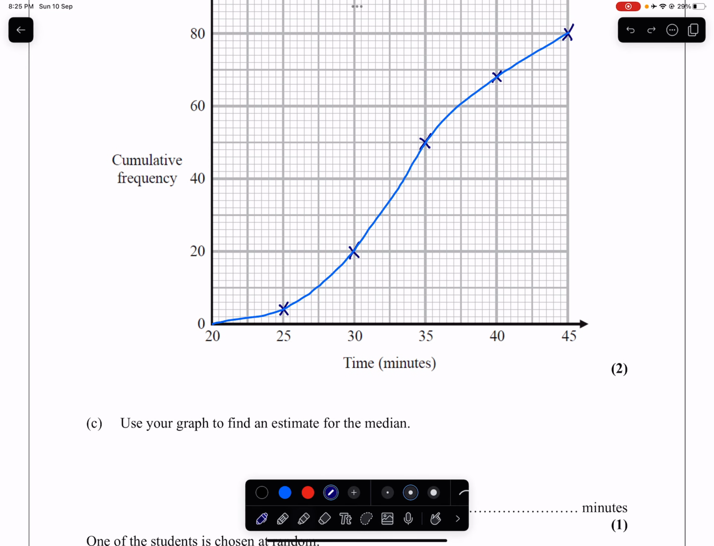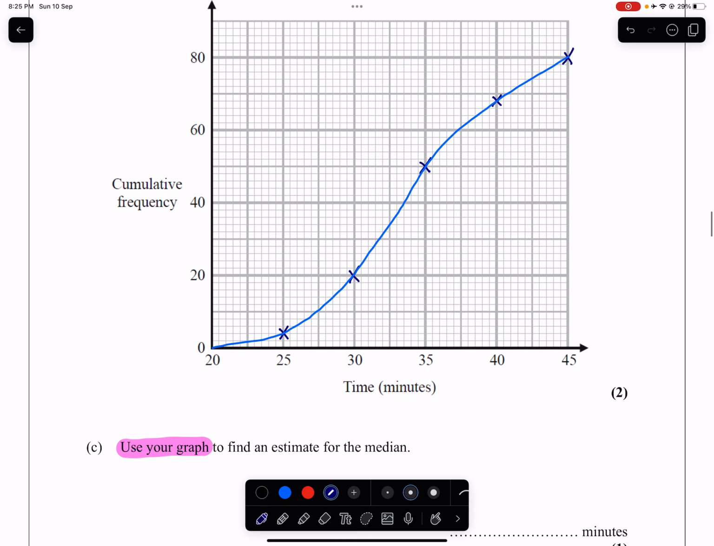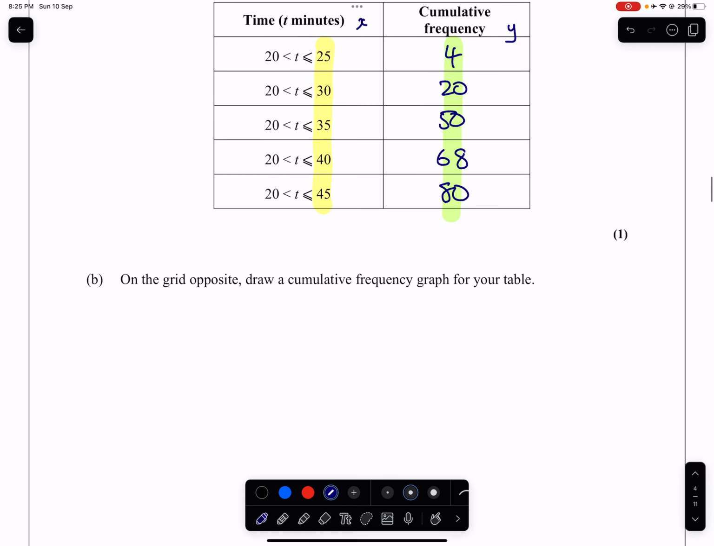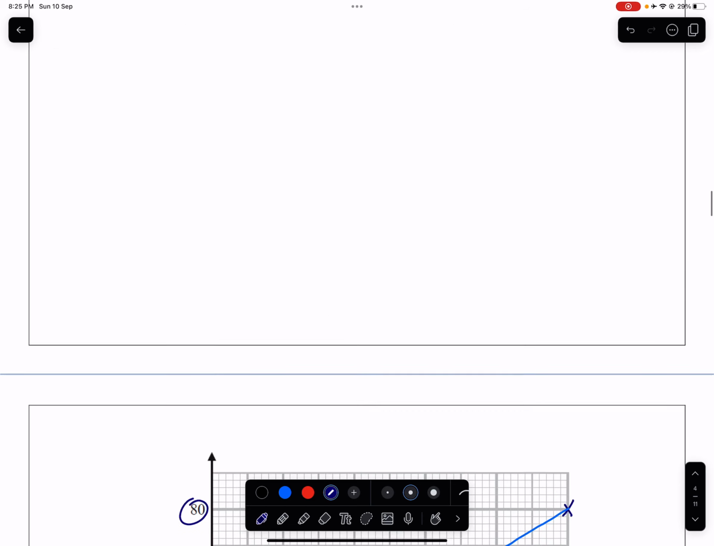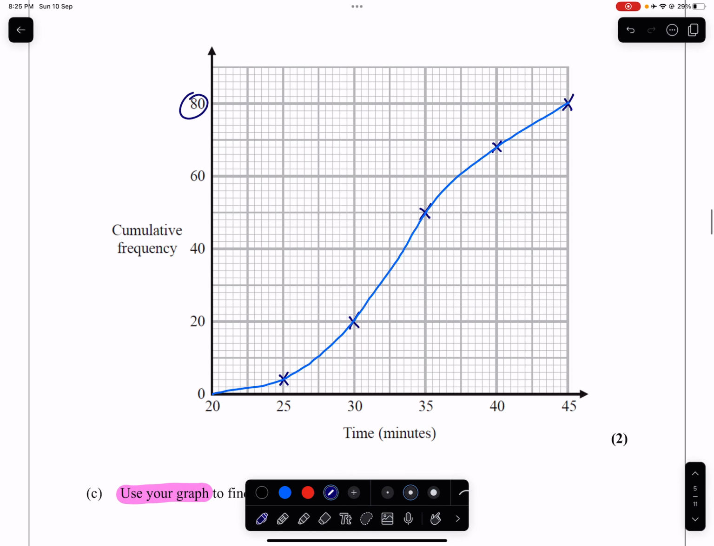Part C, emphasis on the word use your graph. You must show evidence that you're using this graph in order to answer this question. An estimate of the median. There were 80 students in total. So the median is going to be at the 40th here. So we mark going along from 40, hit the graph, and then go down in order to quote our estimate for the median.